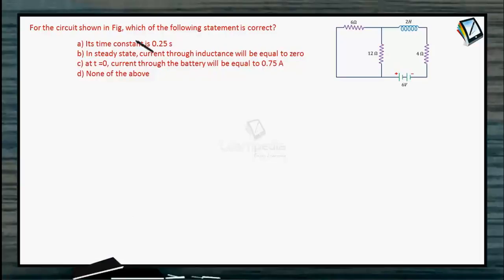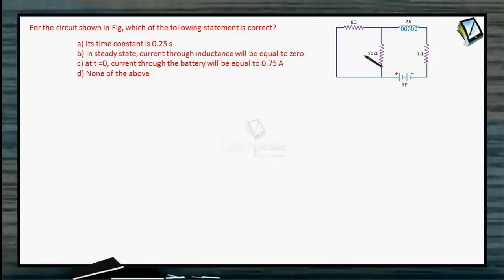In the circuit shown in the figure, which of the following statements is correct? Here is a circuit, and the options: the time constant is 0.25 seconds; in a steady state, current through inductance; at time t equal to 0, current through the battery will be equal to this; none of the above.